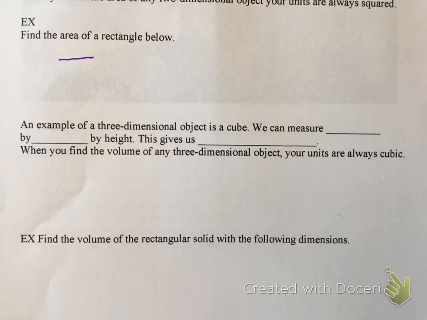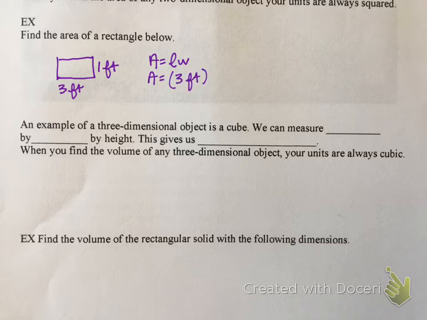If I draw a rectangle here, let's make this side 3 feet and this side 1 foot. To find the area of a rectangle, I have to take length times width. So area equals the length, which is 3 feet, times the width, which is 1 foot. If I multiply these together, I get 3 feet squared. Notice I have to multiply feet by feet. So area is in square feet, square inches, square centimeters, or whatever.